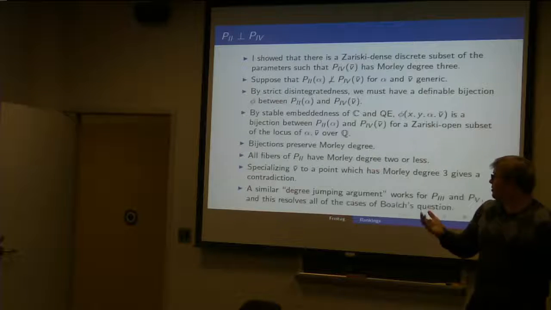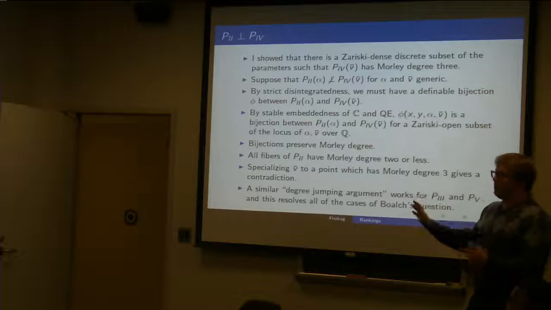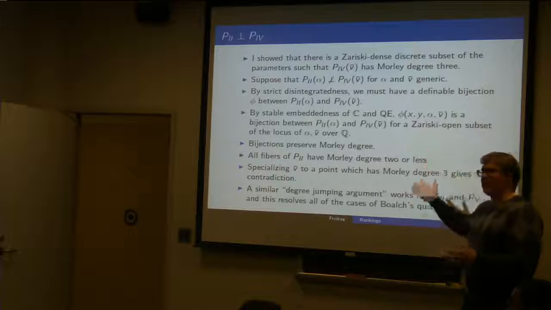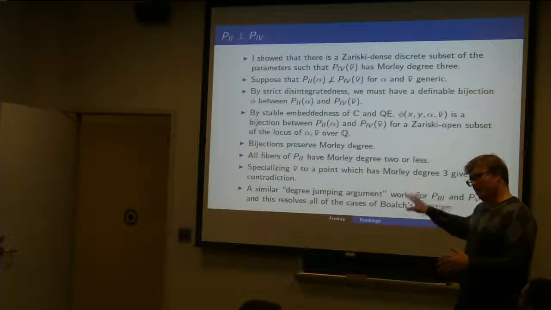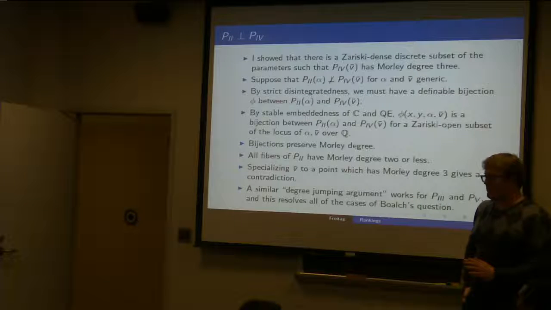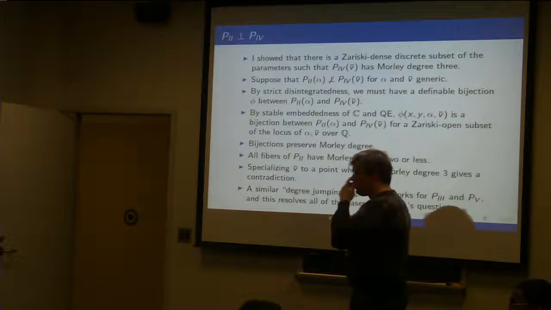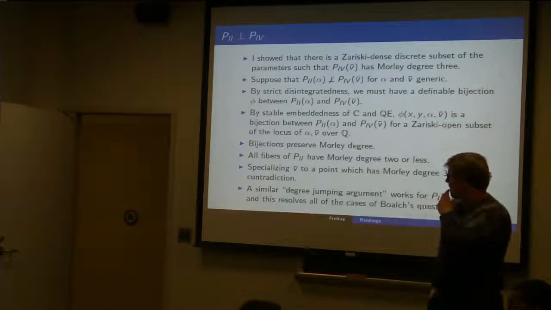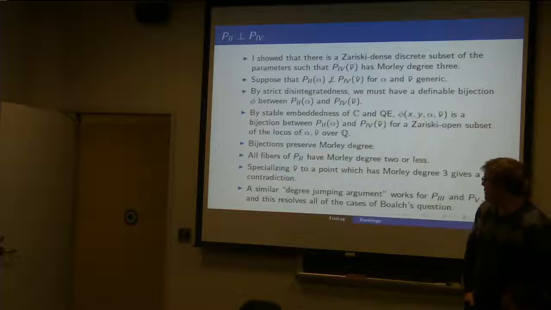So a similar degree jumping argument works for the other cases of Bulch's conjecture. I know this is a very sketchy proof. I gave more of the details in the last style of argument, but I knew that we'd be running out of time. Are the bijections just set bijections or definable? They're definable. Yeah. All right, and you use that also to resolve the other case of Bulch's conjecture.